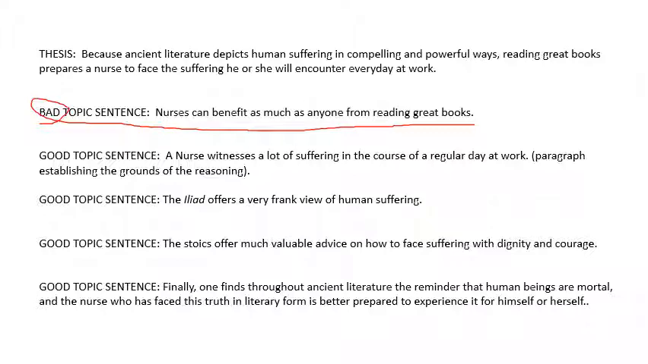Then your next paragraph might start with, the Iliad offers a very frank view of human suffering. Now I know not only is this paragraph about the Iliad, but I know that its frankness about human suffering is why it's a good preparation for a career as a nurse. Then your next topic sentence might say something like, the Stoics offer much valuable advice on how to face suffering with dignity and courage. Now I know, one, that this paragraph is about the Stoics, and I know, two, that this paragraph talks about how Stoicism gives advice about suffering and dignity, and that's implied for the thesis. So I can read my thesis, say because, and then I have this topic sentence, and it all makes sense, right? And we also have paragraphs sorted, and we can maintain paragraph unity.